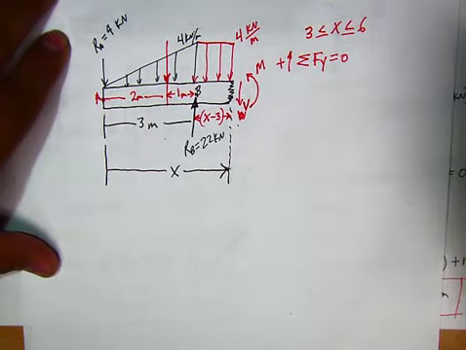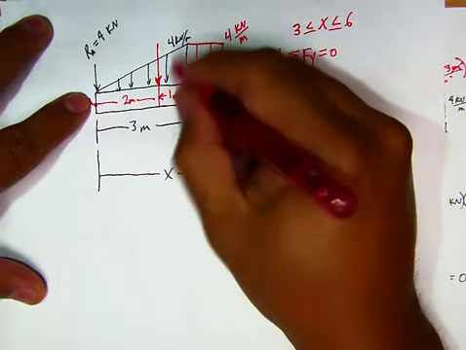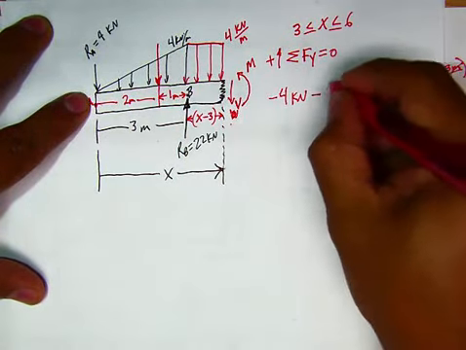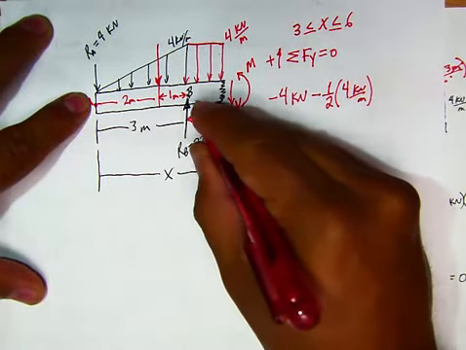So let's go ahead and do sum of the forces in the Y. All right, it's -4. My distributed loading from my triangle, which is basically base times height divided by 2, or 1/2 4 kilonewtons per meter times this length, which is 3.